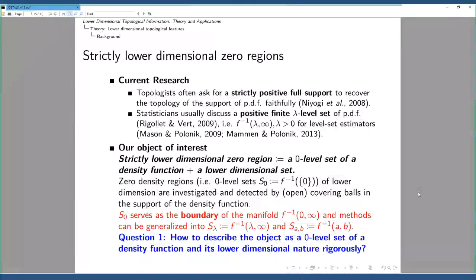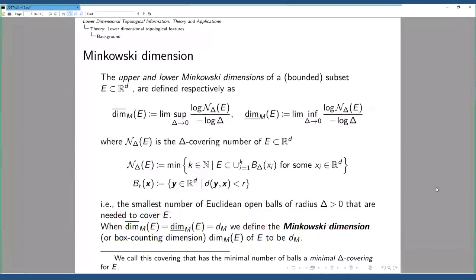So the zero density region, a strictly lower dimensional zero density region, consists of several adjectives. We already explained why it is called zero density region. Next, we're going to describe what we actually mean by lower dimensional. There are various kinds of dimensionality in the mathematics world. In this specific work, we're focusing on the Minkowski dimension, which is basically a description of the topological complexity of a certain set.